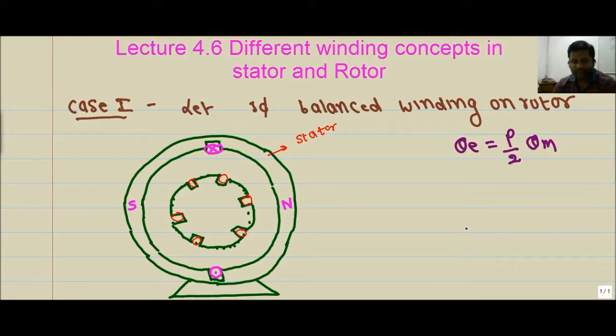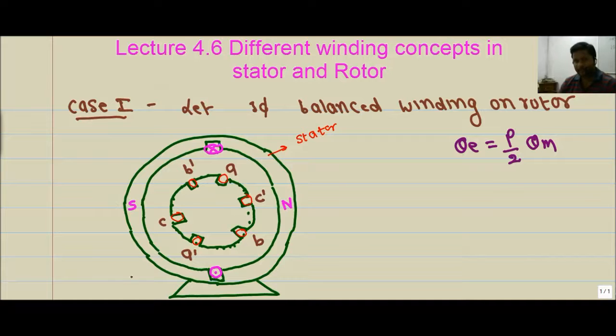Here we are going to discuss three important cases. In the first case, we are taking a three-phase balanced winding placed on the rotor and a simple two-pole winding placed on the stator. This is the stator, and this is the rotor winding. In the rotor, three-phase windings are placed: this is A, this is A dash, similarly this is B, this is B dash, this is C, and this is C dash.